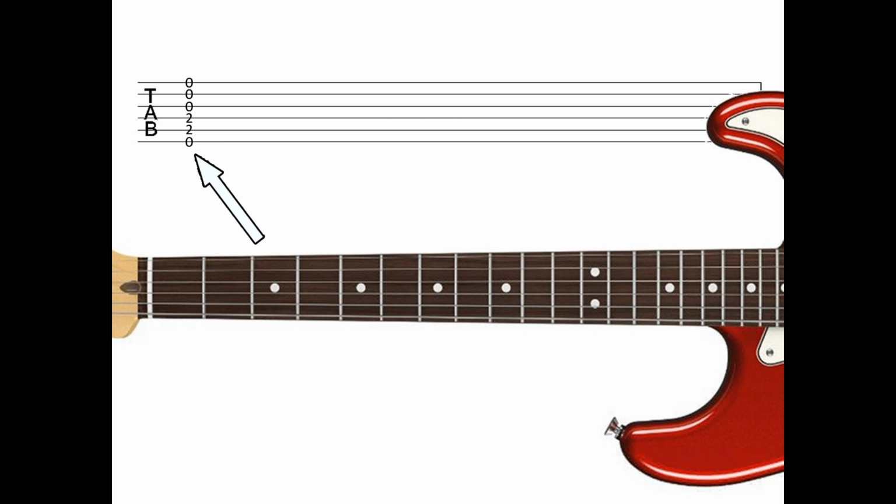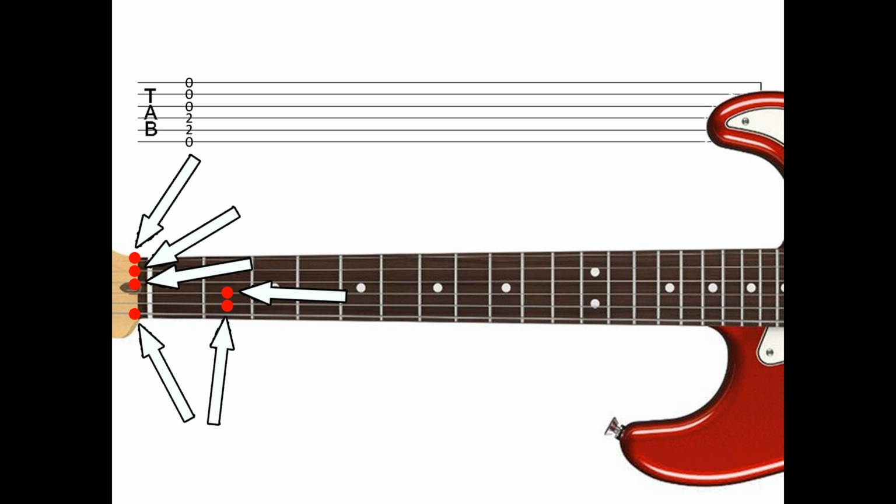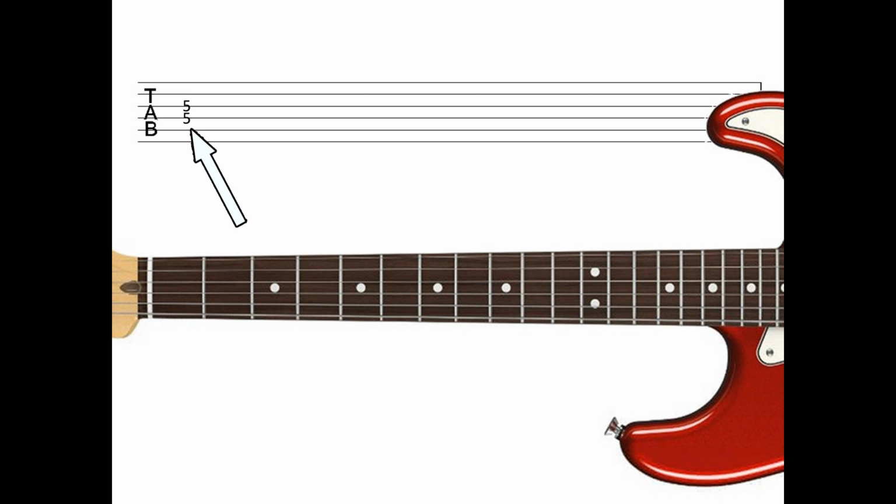When you see numbers in a row like this, that means to play them all at the same time. So this is just simply telling you to play the E minor chord. In this example, when there are only 2 notes in a row, only those 2 notes are played.